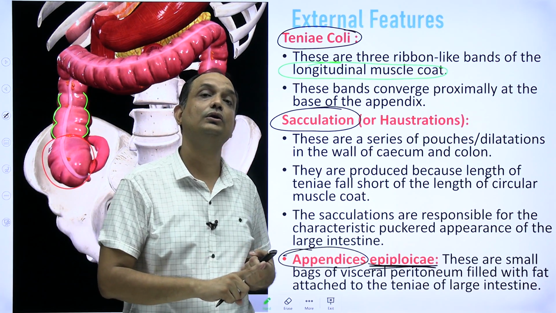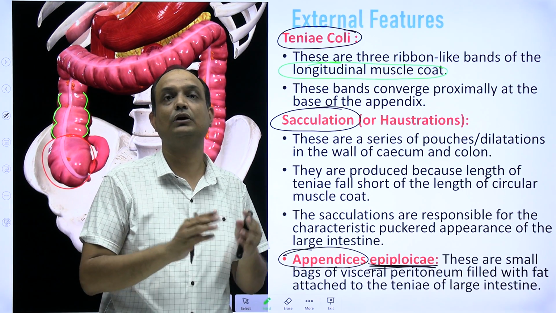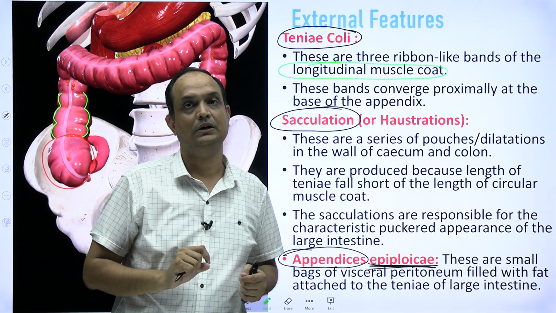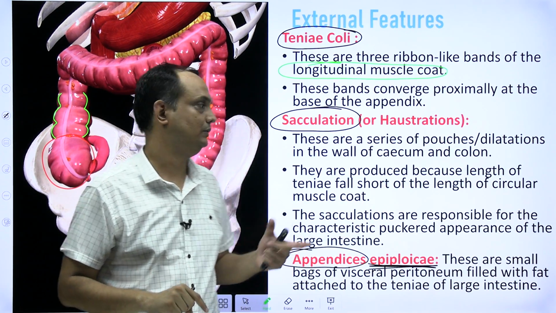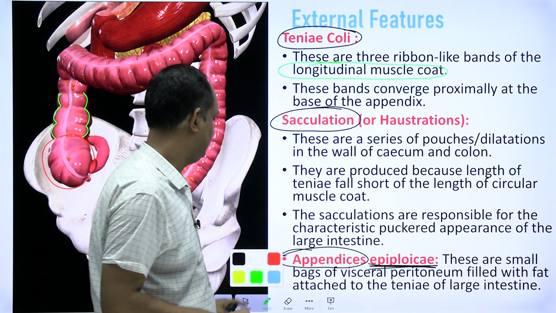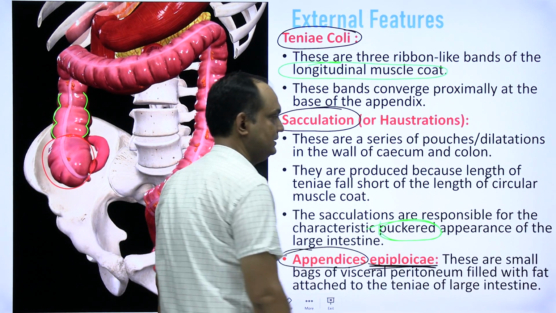So the answer is the longitudinal muscle layer. That means the teniae are shorter in length, so they have to accommodate a larger tube, and that's why the tube has to fold. The tube will form the folds which are known as saculations. These saculations are responsible for the characteristic puckered appearance of your large intestine.